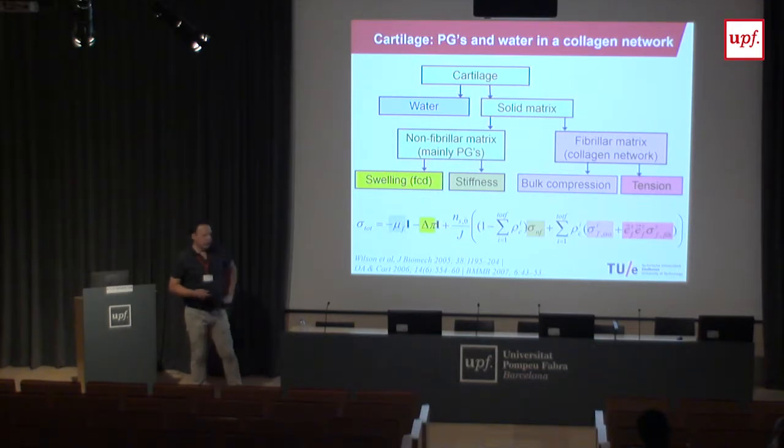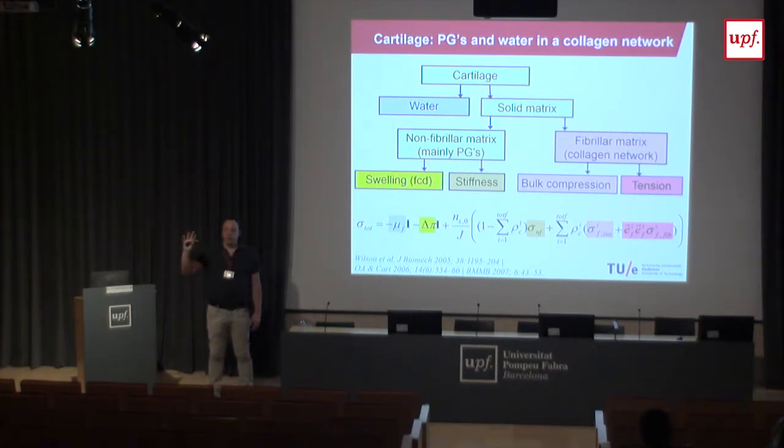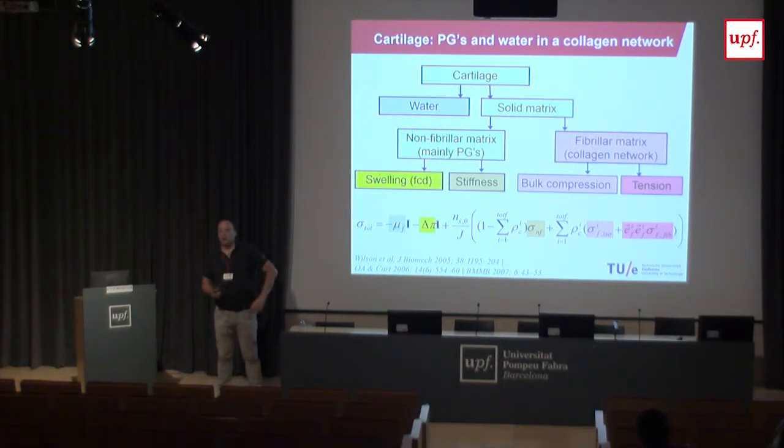And if you put that all together, then you come up with an equation for the total stress in your cartilage, basically, that has all these components inside. It has a part that represents the water. It has a part that represents the osmotic pressure. It has a stiffness that represents the stiffness of the non-fibrillar amorphous matrix. It has a stiffness for the collagen fibers, and part of that stiffness is dependent on the fiber orientation, which is the tensile part of your fibers.